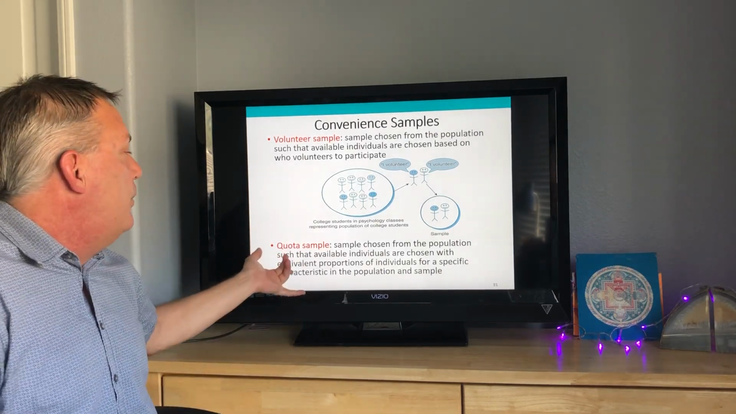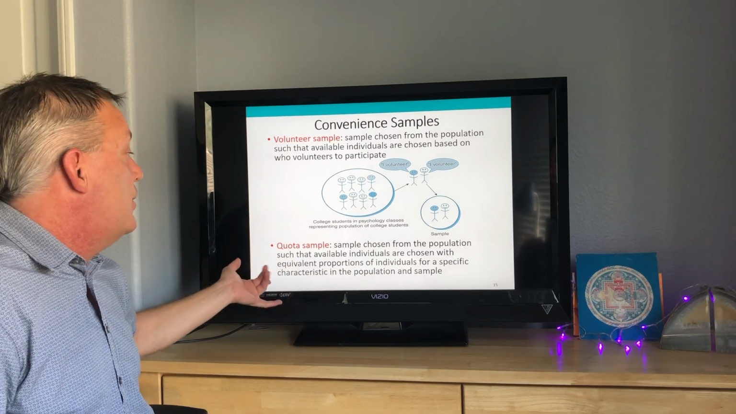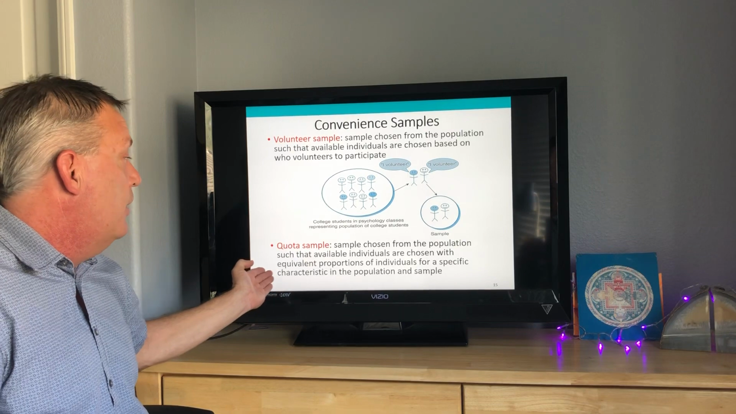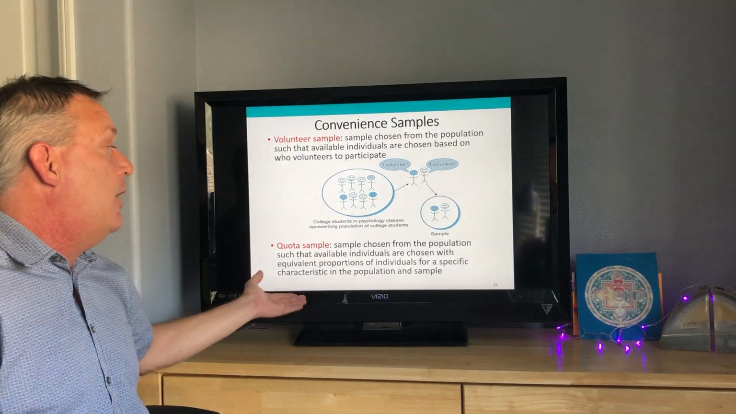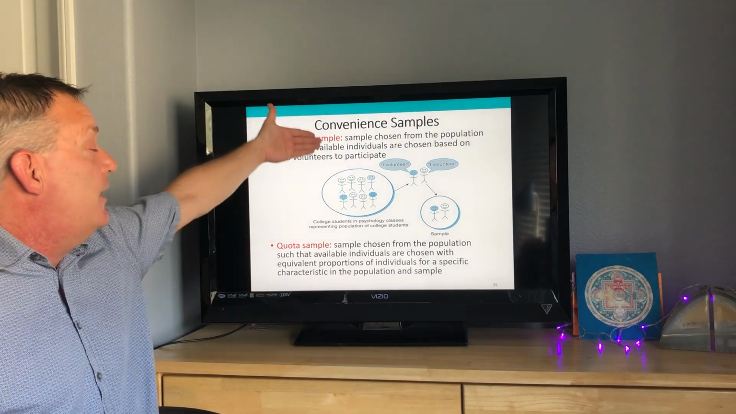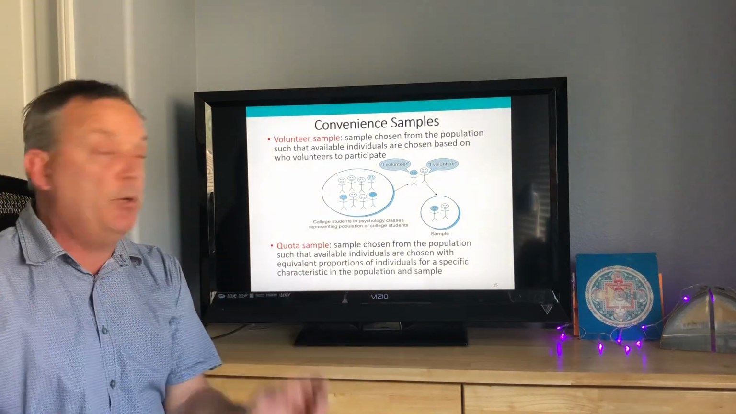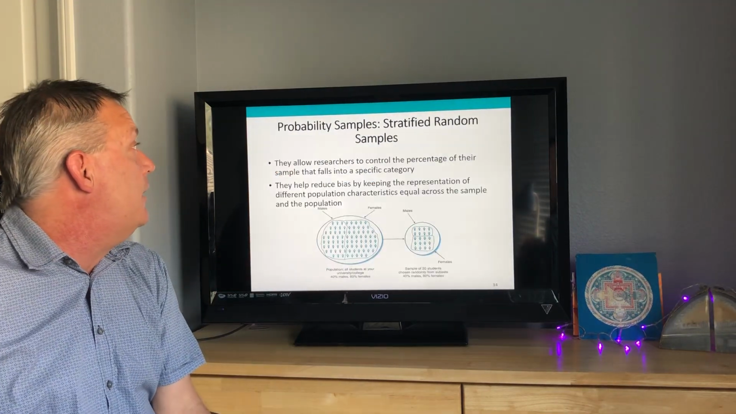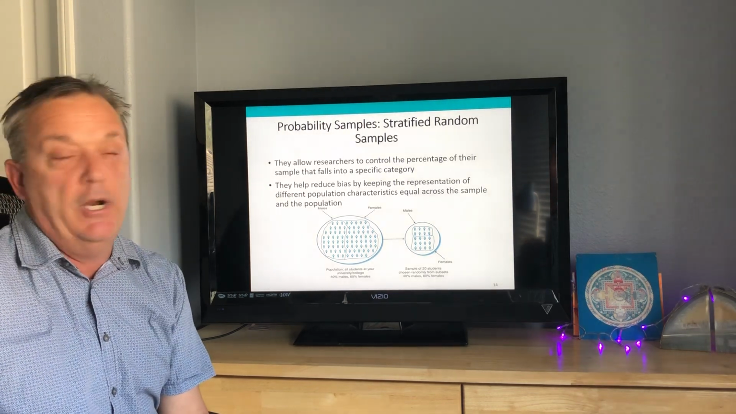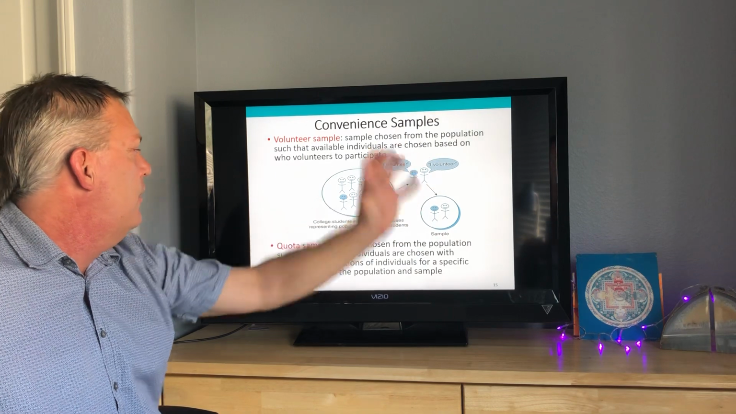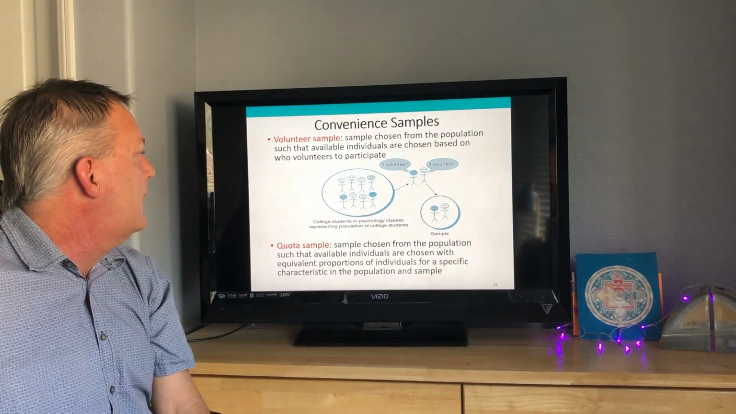And then you have quota sample, a sample chosen from the population such that available individuals are chosen with equivalent proportions of individuals for a specific characteristic in the population and sample. Again, it's a convenient sample, but you're trying to choose a specific proportion, similar to the stratified random sample, right? Where you would find a certain proportion of what you wanted, stuff like that.